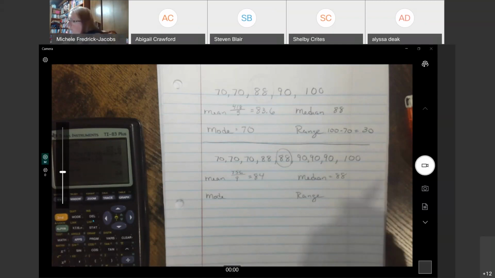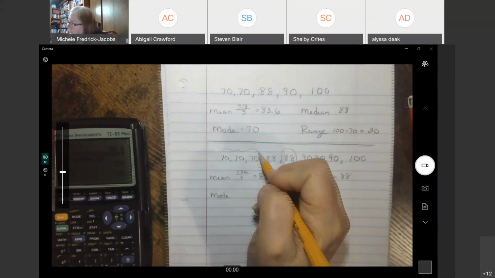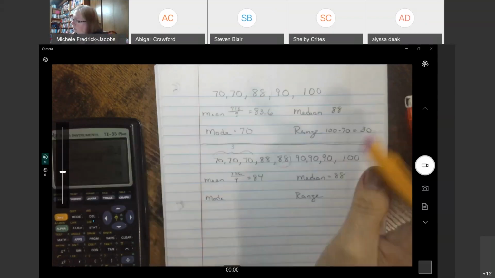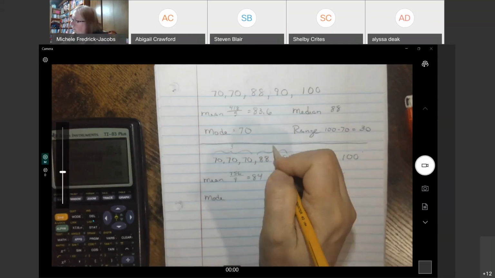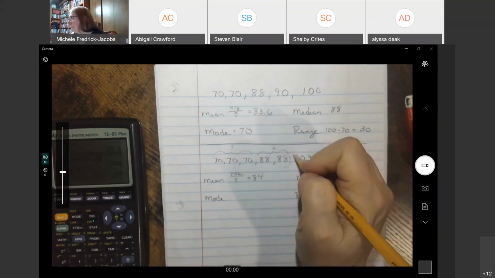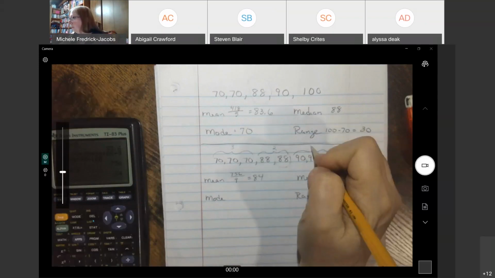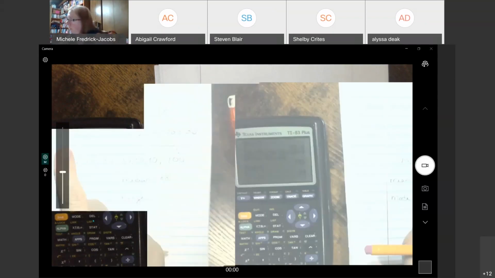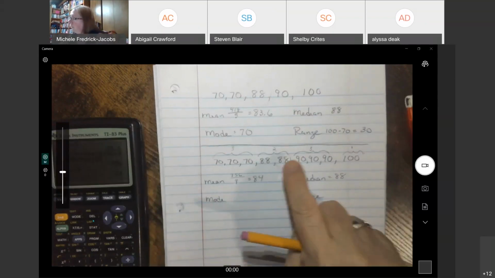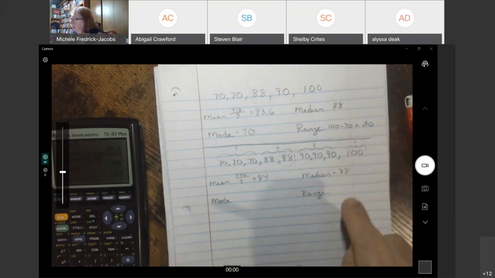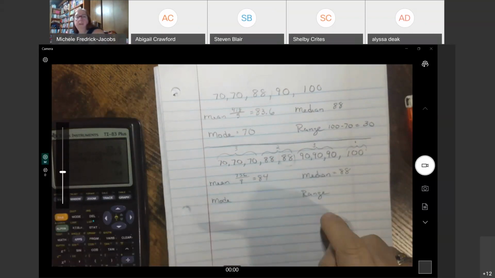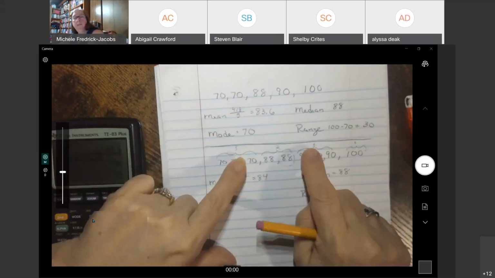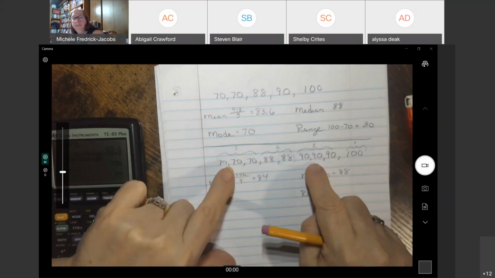Mode is the most often. There's 3 70s. There's 2 88s. There's 3 90s. And then there's only 1 of the 100s. So our frequency is 3 of the 70s, 2 of the 88s, 3 of the 90s, and 1 of the 100s. Mode is the one that's most often. So that would be the frequency of 3. So since there's 2 of them, it will be 70 and 90.